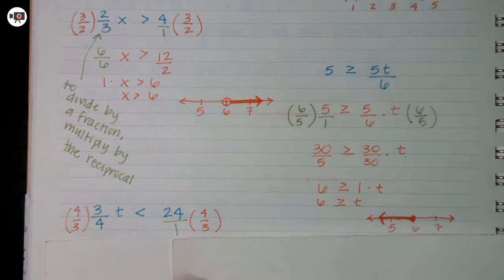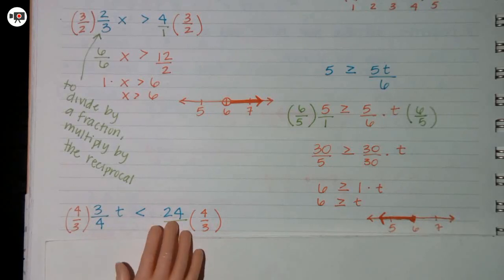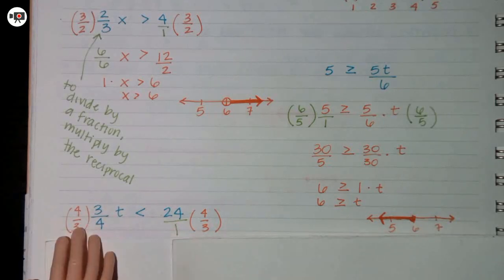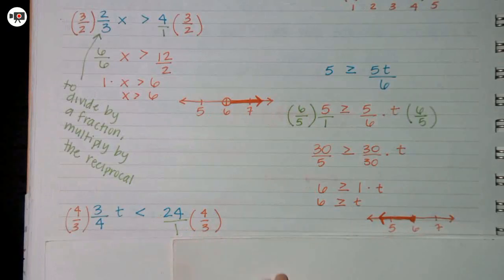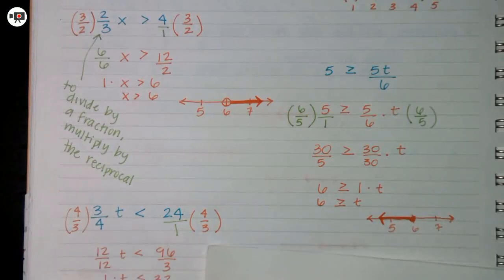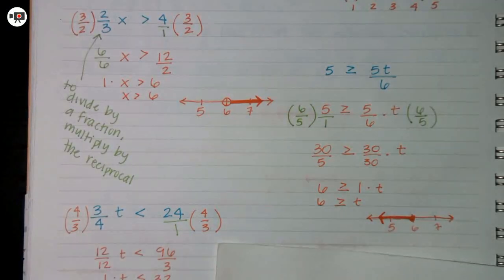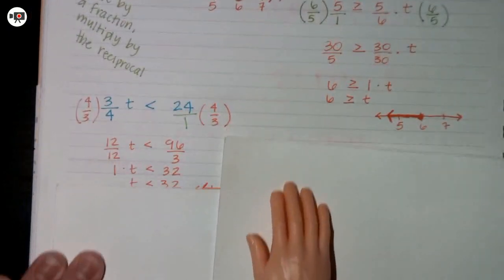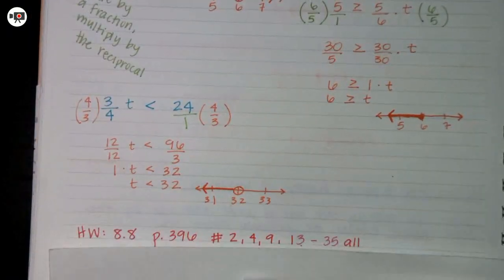Now I have 3/4 t is less than 24. So again, we're going to multiply by the reciprocal on each side. Multiply your fractions straight across the top, straight across the bottom, and I get t is less than 32, and a graph.